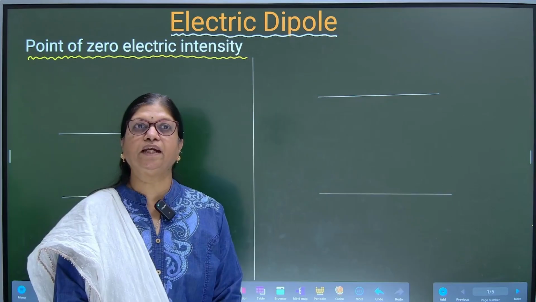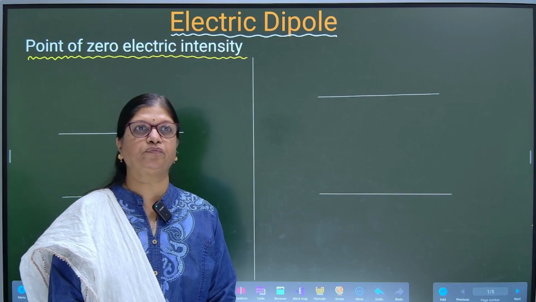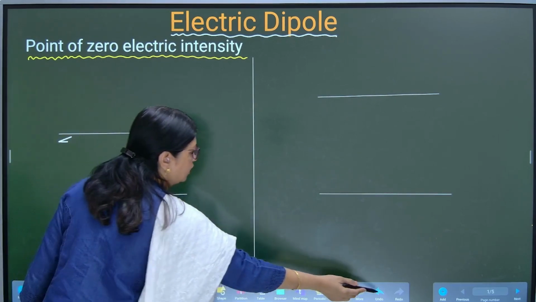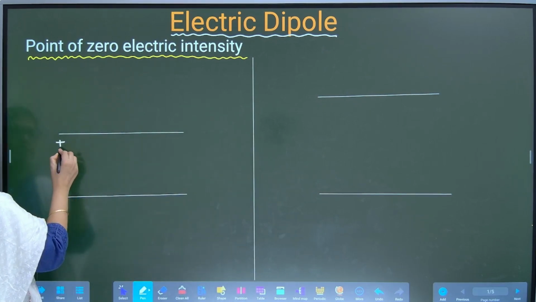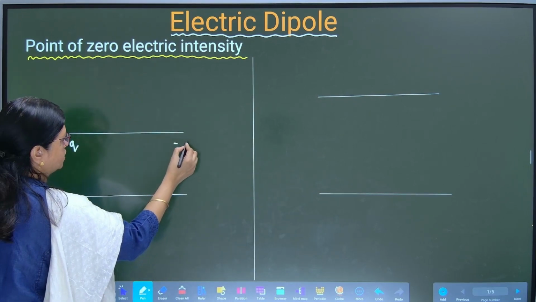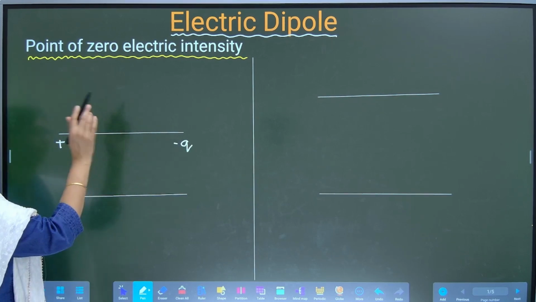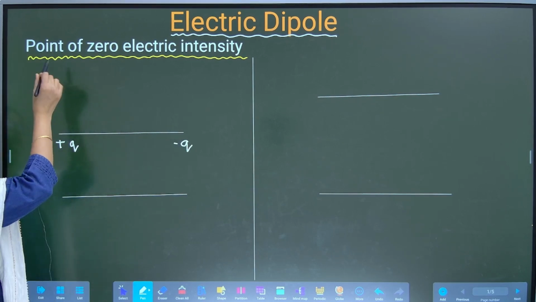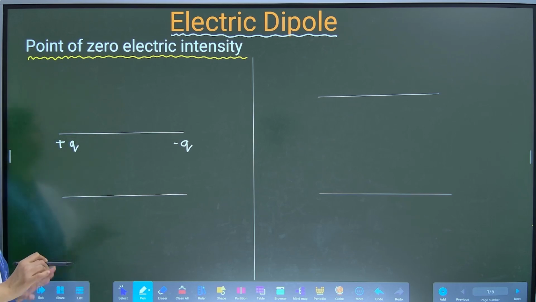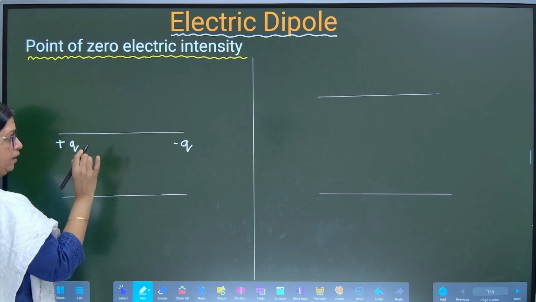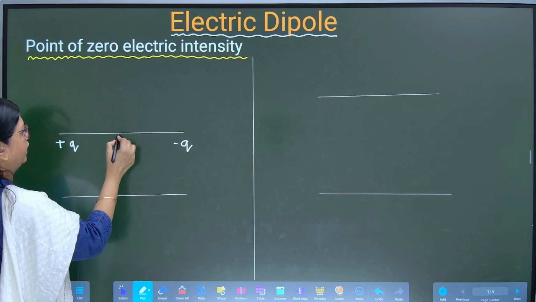Fine. So let us first understand the first configuration, in which we are considering a normal dipole with one positive charge and a negative charge of equal magnitude. Now we are interested in finding a point of zero intensity. Electrical intensity, field intensity, it is all the same. So now let us consider a point, not at the center, at any point, say O.